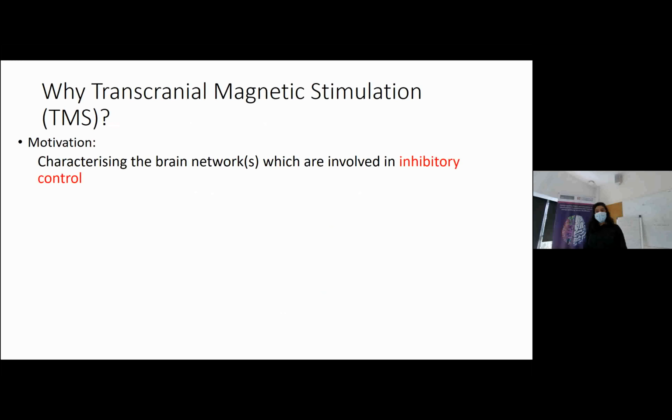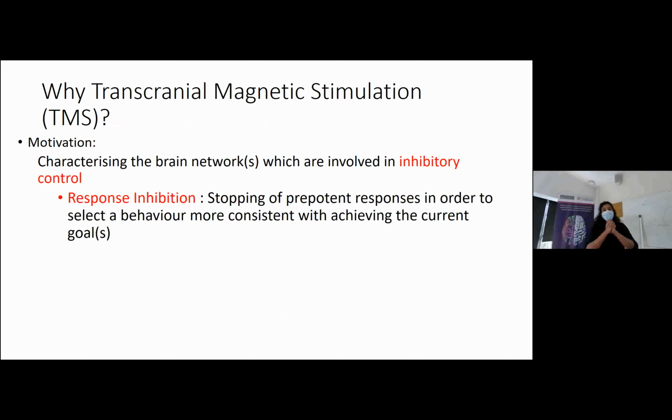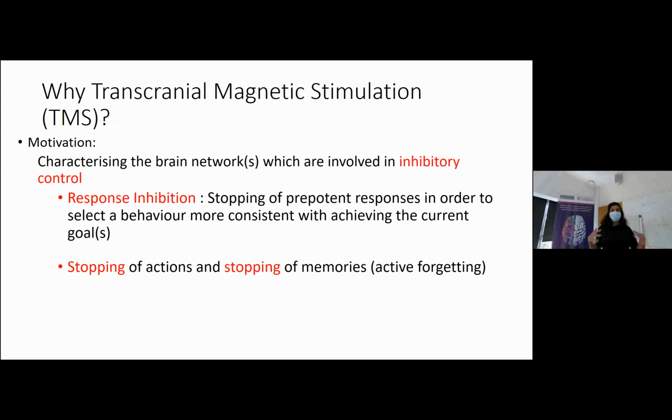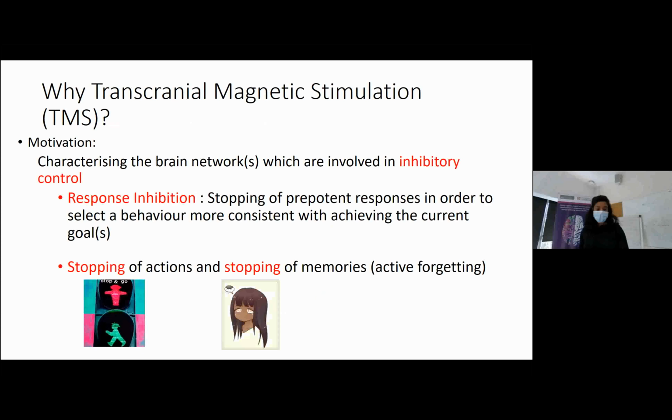First, I wanted to motivate the reasons behind why we chose to do TMS at all. I'm interested in characterizing the brain networks which are involved in inhibitory control. Inhibitory control, or response inhibition, is the stopping of prepotent responses in order to select a behavior which is more consistent with achieving the current set of goals. We are interested in both how people stop their actions, like motor actions, and also how people stop their memories, or stop memory retrieval, in the context of adaptive forgetting.